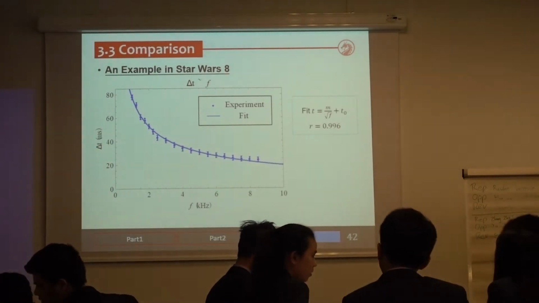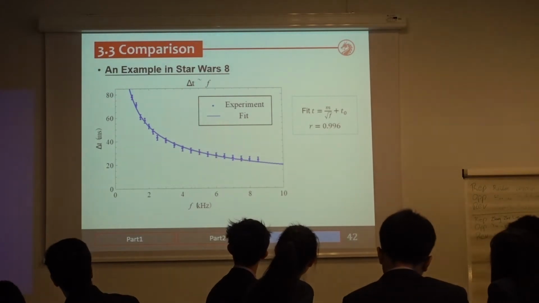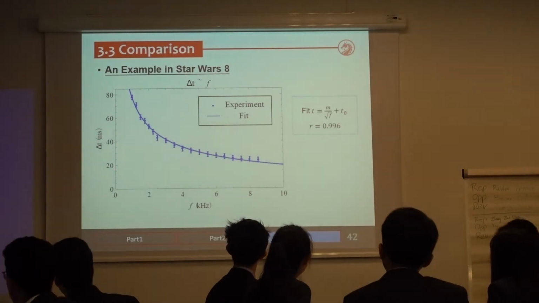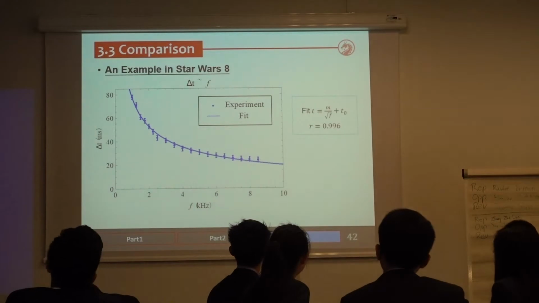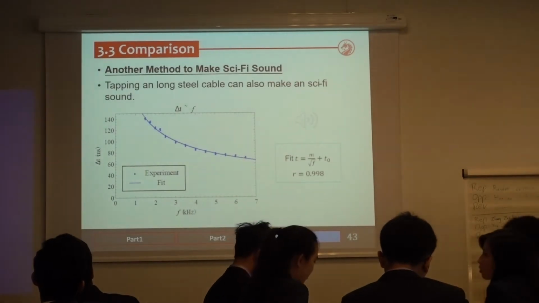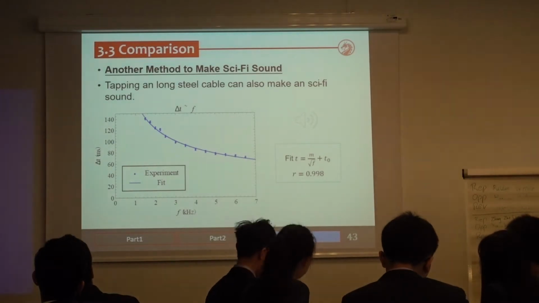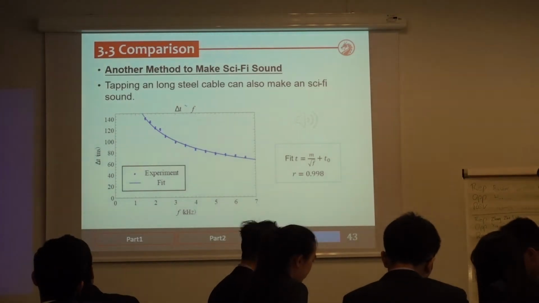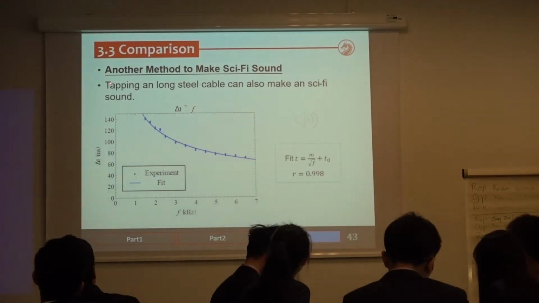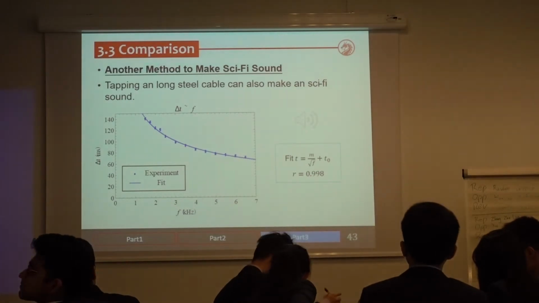And then I compare the sine wave sound I produced with the slinky with the real sine wave sound in Star Wars 8. I fitted T as a linear shift with 1 over square root of F, and I found the relation is in good agreement. I also found another way to generate sine wave sound: tapping a long steel cable of about 100 meters can also make it. I found a video on the internet, then I analyzed its sound, and I can find that delta T is still in a linear relation with 1 over square root of F.